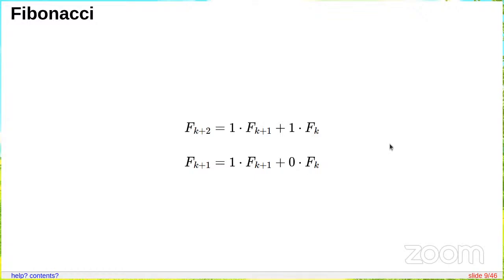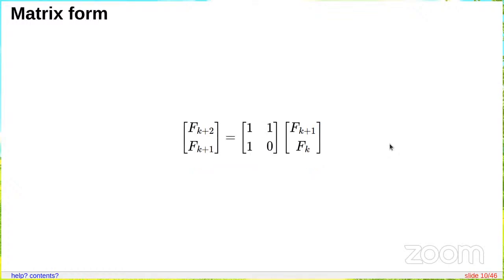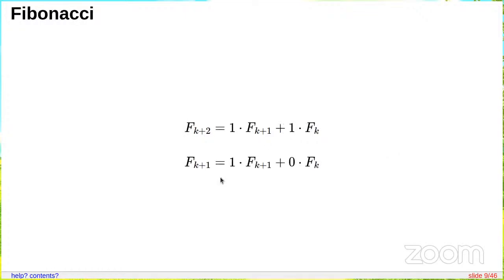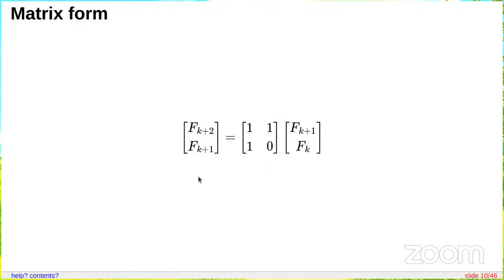Yes, sir. Okay, so what do you see coming out of this? A matrix-vector linear multiplication. Right, so it is matrix-vector multiplication. This just becomes the matrix 1 1 1 0 times the vector fk plus 1, fk. The matrix 1 1 1 0 goes into a matrix, fk plus 1 and fk go into one vector, and on the left-hand side we have fk plus 2 and fk plus 1.